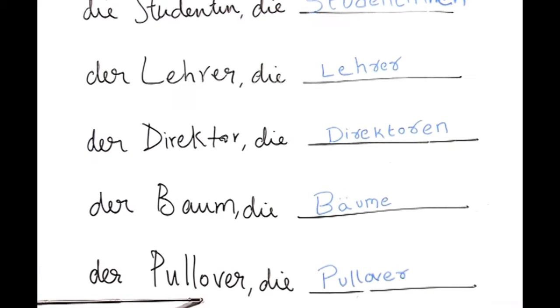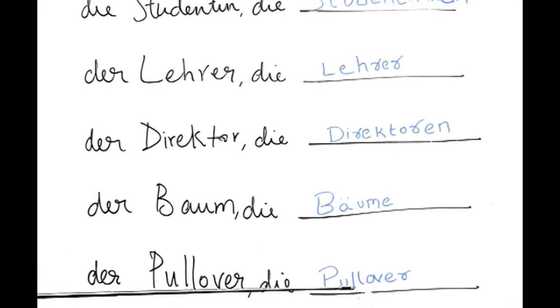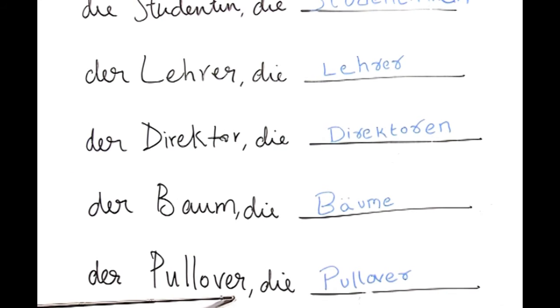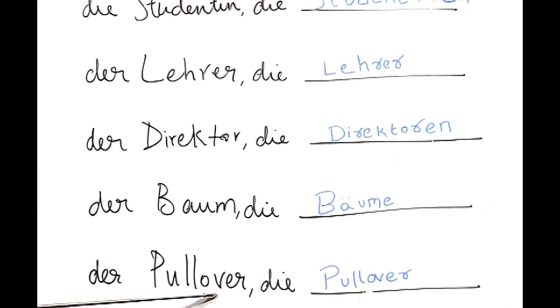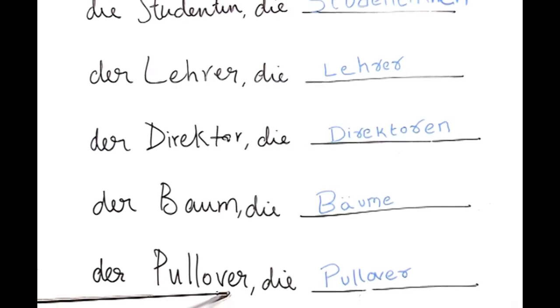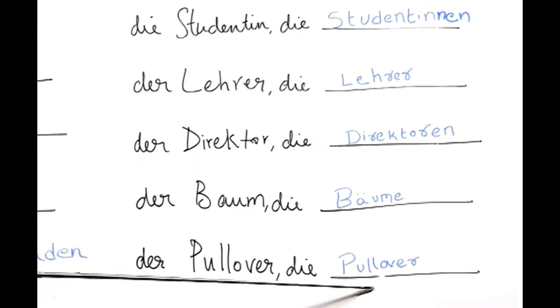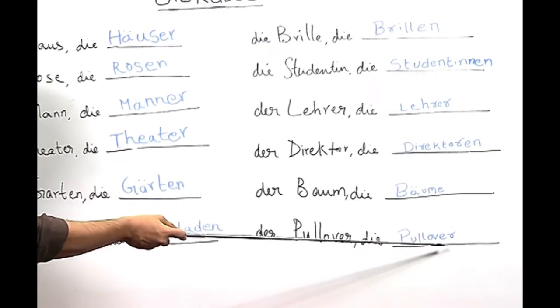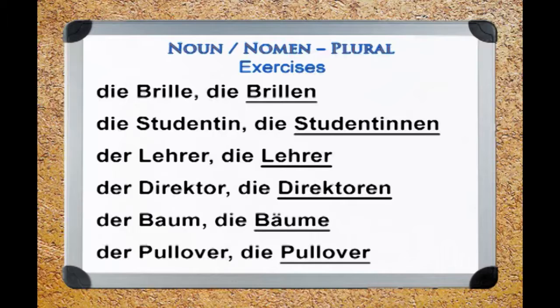Der Pullover, die Pullover. As I told you, in the case of der Lehrer, here also the same rule applies, where the masculine noun der Pullover with the ending ER is also similar in its plural form, der Pullover or die Pullover, without undergoing any change.